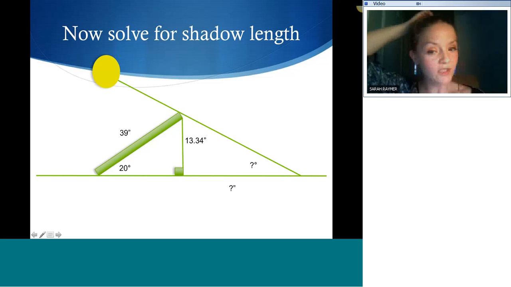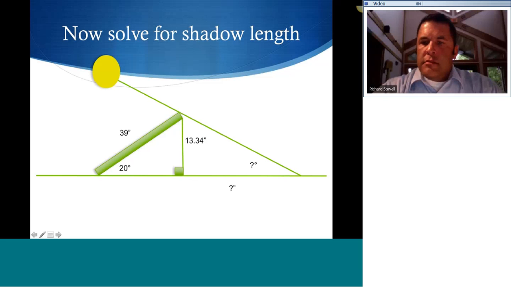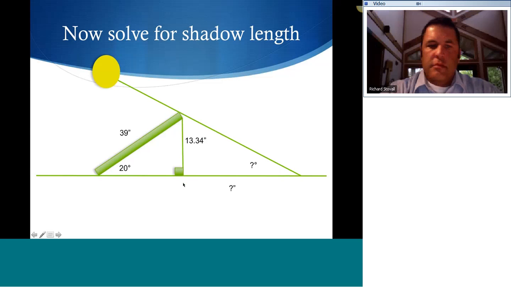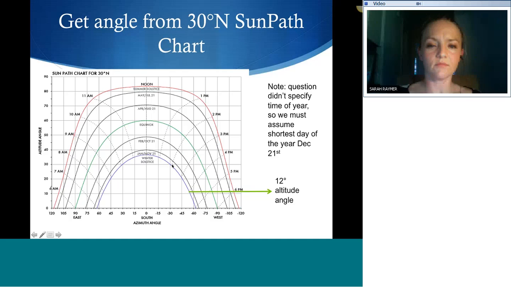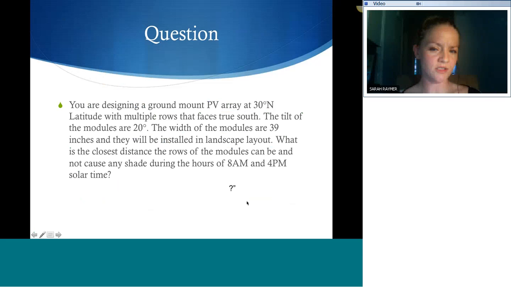start determining the length of the shadow. So when the sun shines down, this is the solar altitude angle right here, the height of the sun in the sky from the horizon. All right, so the question that I have in there said 8 to 4, and I'm afraid I may have tried to be specific in this and change this, and I need to take that out. We're not using this time period, so ignore that. I apologize.